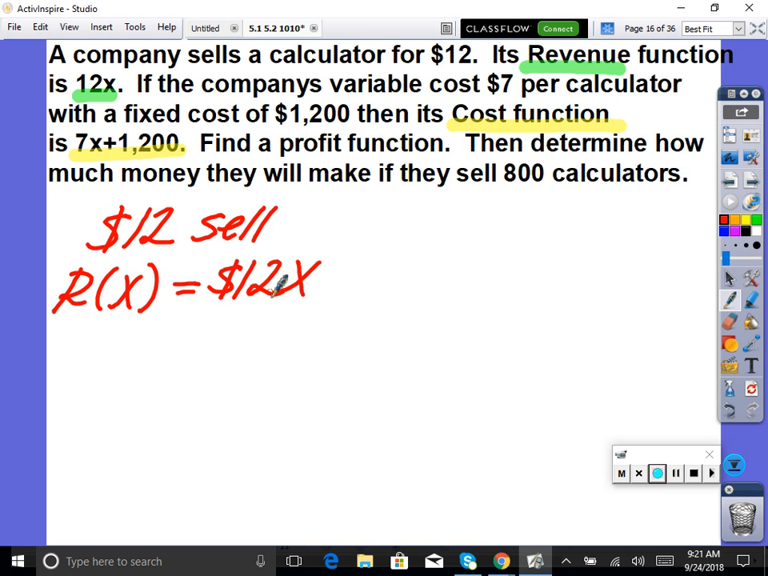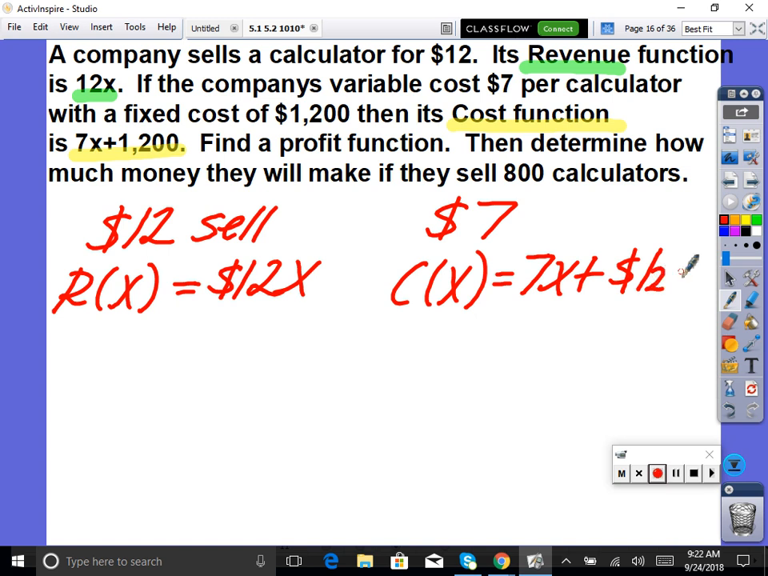They don't know either. Then it says if the company's variable cost is $7 per calculator, and then it has a fixed cost of $1,200, then the cost function would be this. So our cost function would be 7x plus $1,200. Now let's think about what this would represent, for example. Perfect. That's exactly what it would represent, is rent.